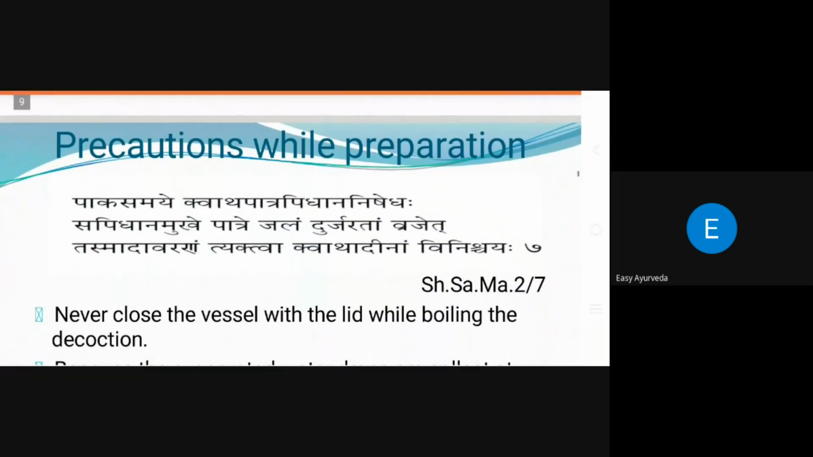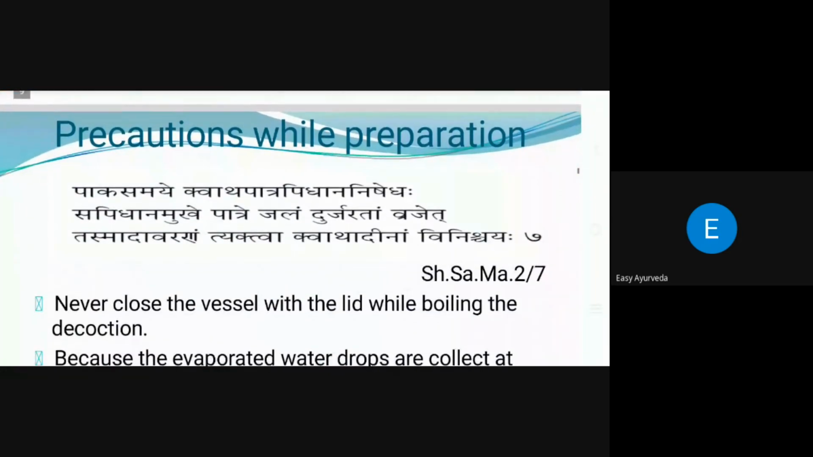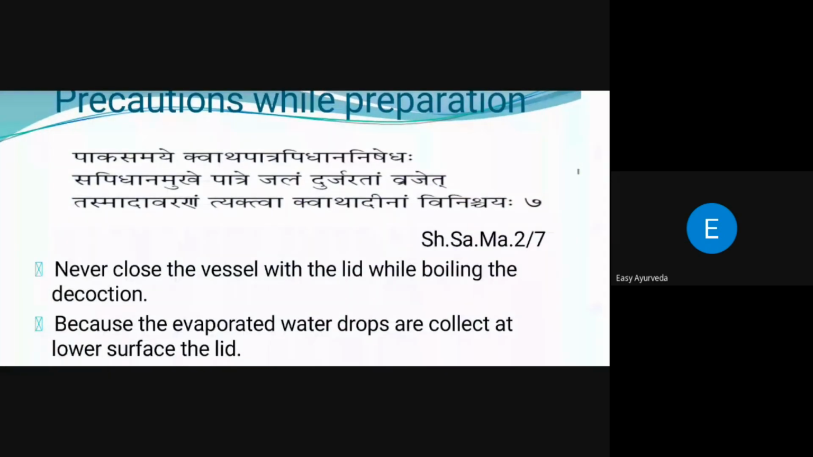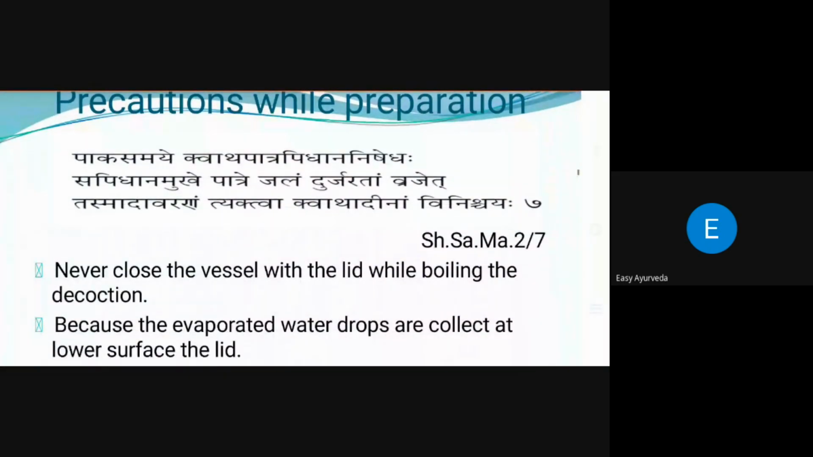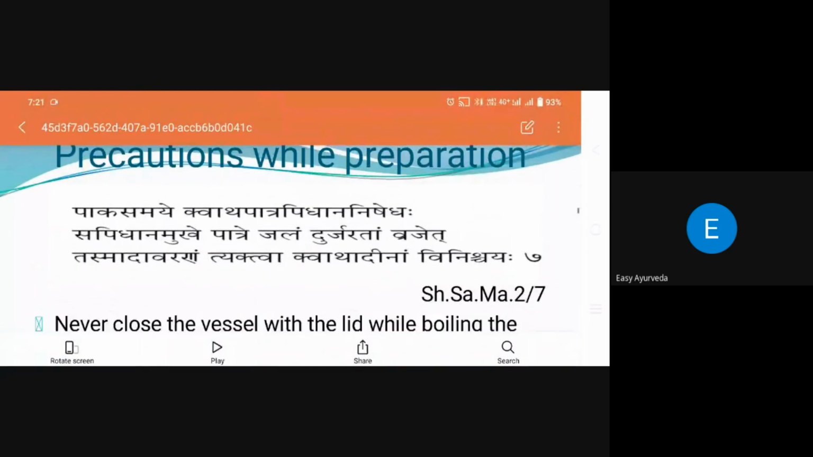Here, the precaution, as I said, is why we should not close the vessel. Paka samaye, that is telling: sapidhana mukhe patre jalam durjaram varjayet, tasmad avaranam tyaktva kvathi kvathadinam vinishchayah.